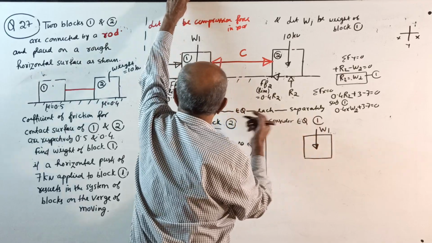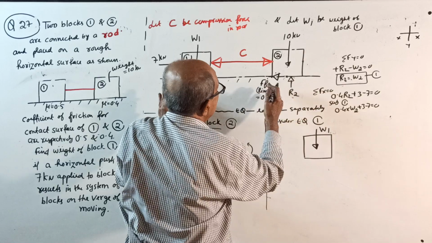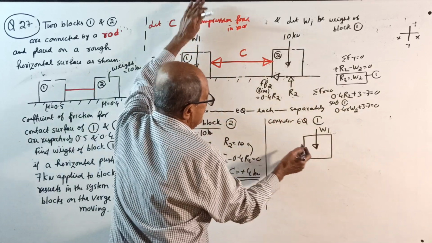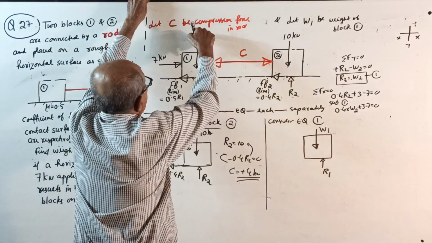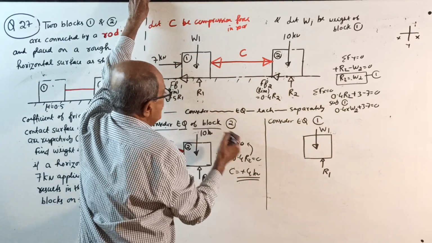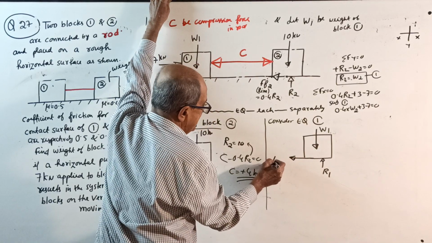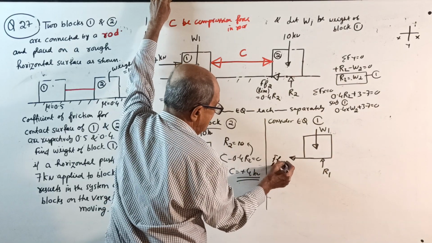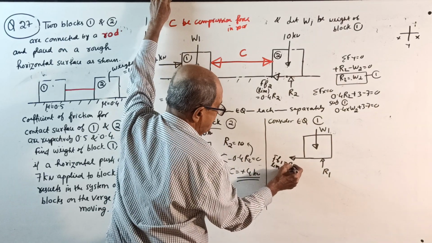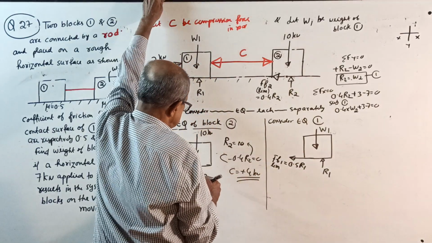Weight W1. Then the normal reaction pushes this side. No, it is pushing that side. See, normal reaction R1, weight W1, normal R1. Frictional force this way, FF limit for block 1 equal to 0.5 R1.